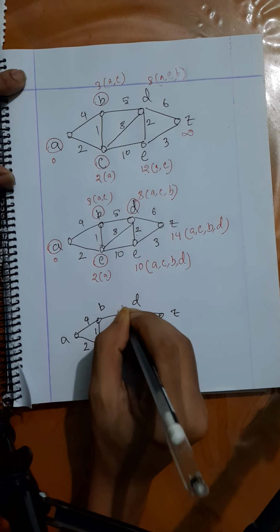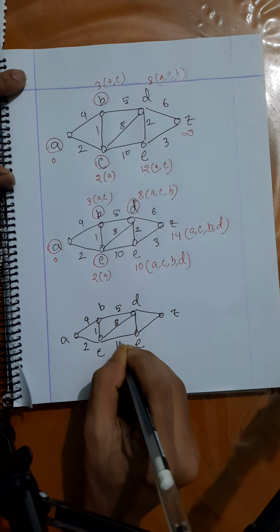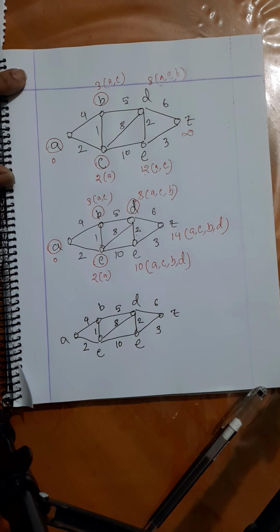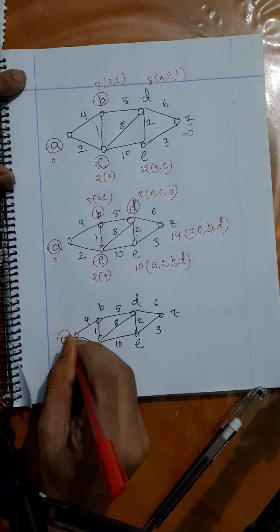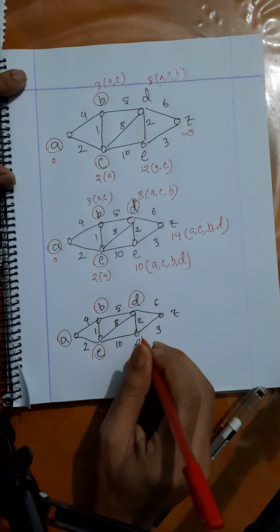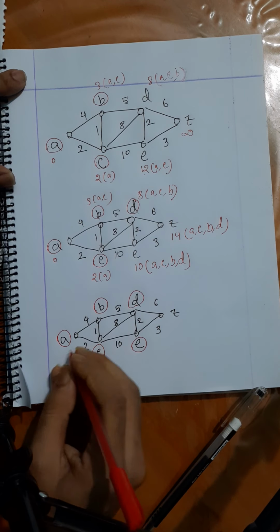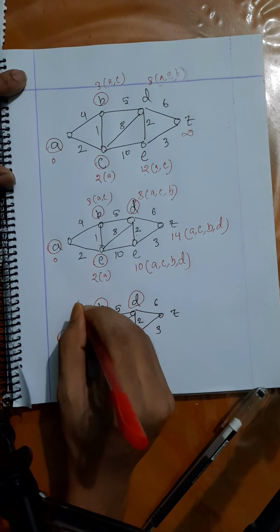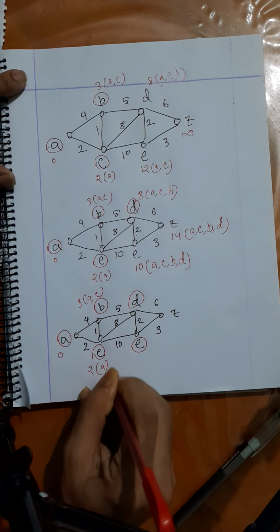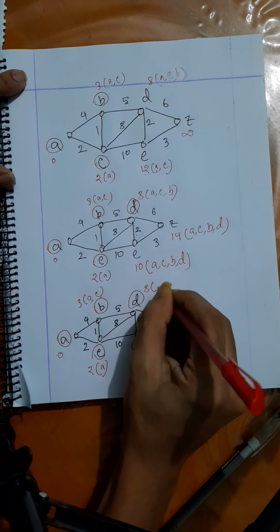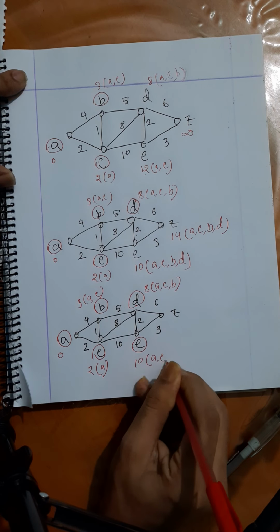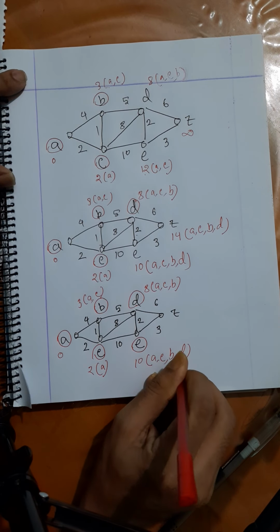The edge weights are 4, 1, 2, 5, 8, 10, 2, 6, 3. Among them A, B, C and D were done, and we are selecting E at this moment. The distances are 0, this was 3 via A, C, this was 2 via A, this was 8 via A, C, B, this was 10 via A, C, B, D.